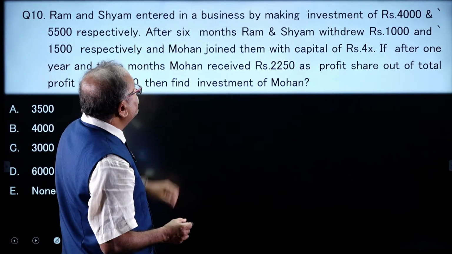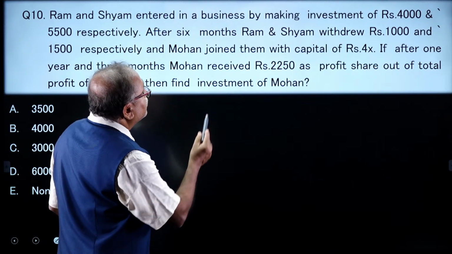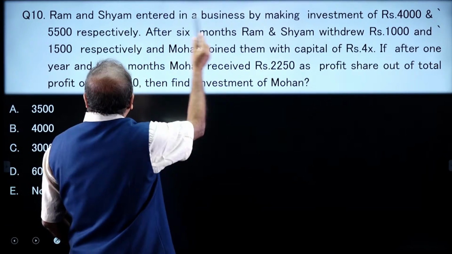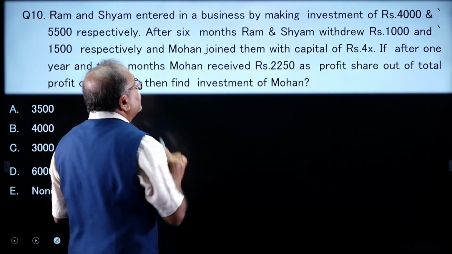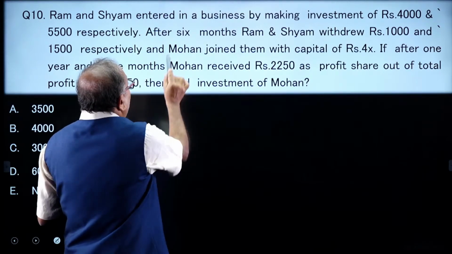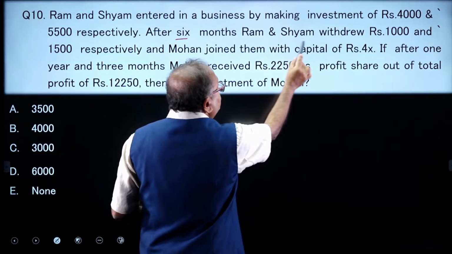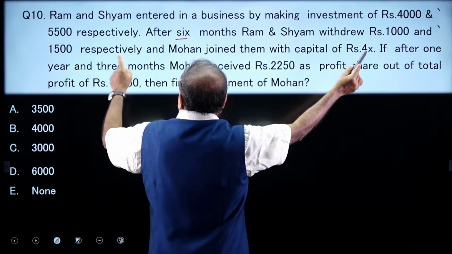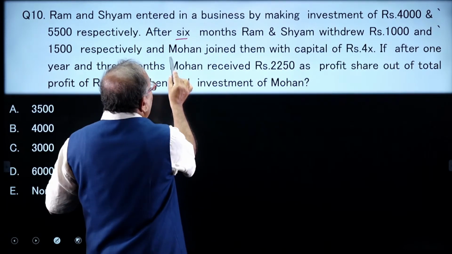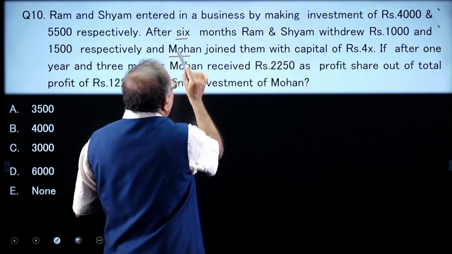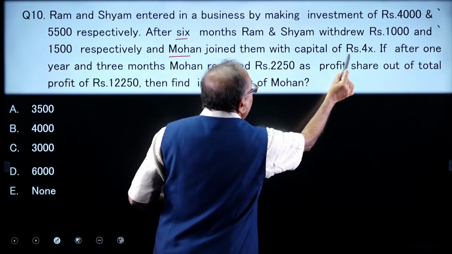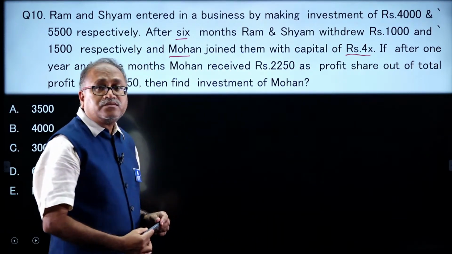Ram and Shyam enter into a partnership, investing 4,000 and 5,500 respectively. Now, after 6 months, Ram and Shyam withdraw rupees 1000 and 1500, and Manoj joined. That means Manoj joined after 6 months with a capital of 4x.